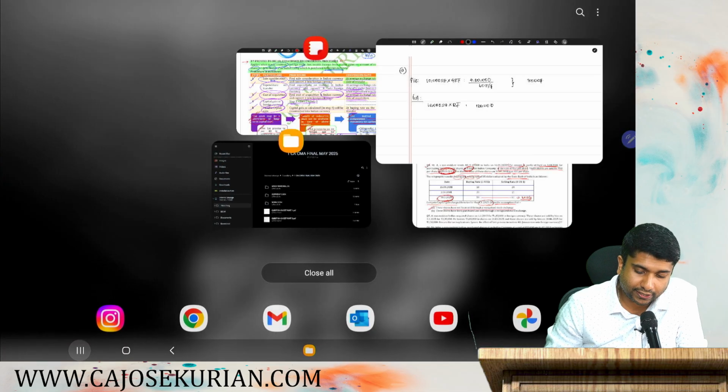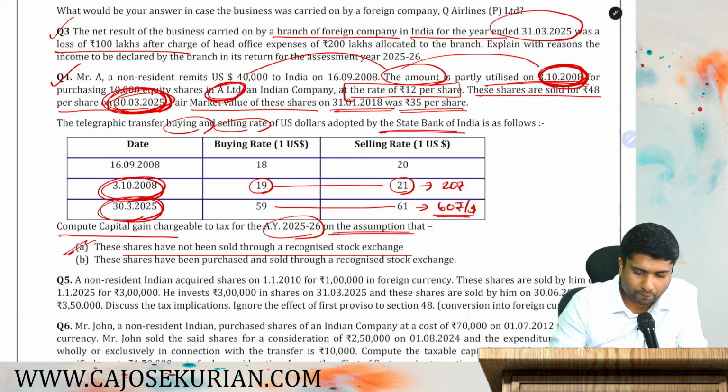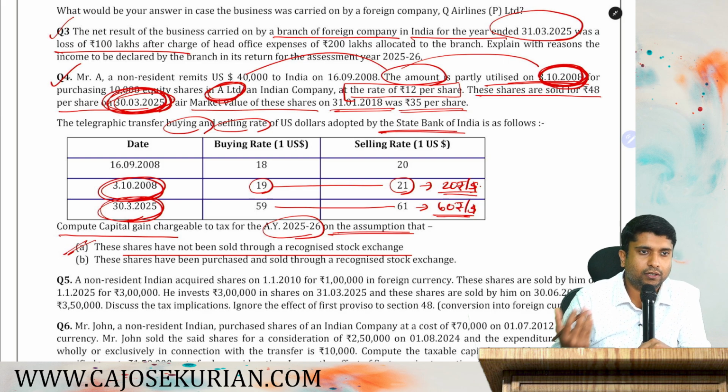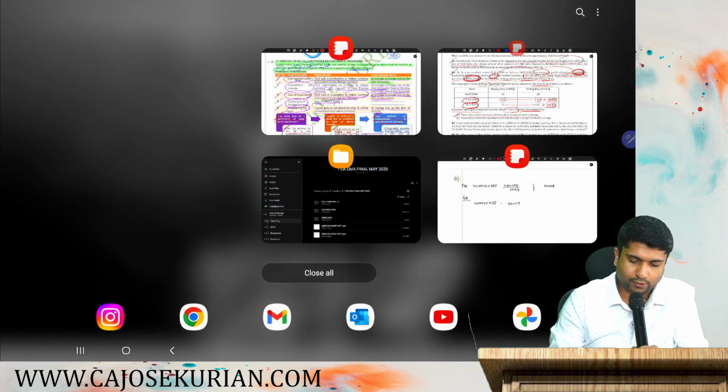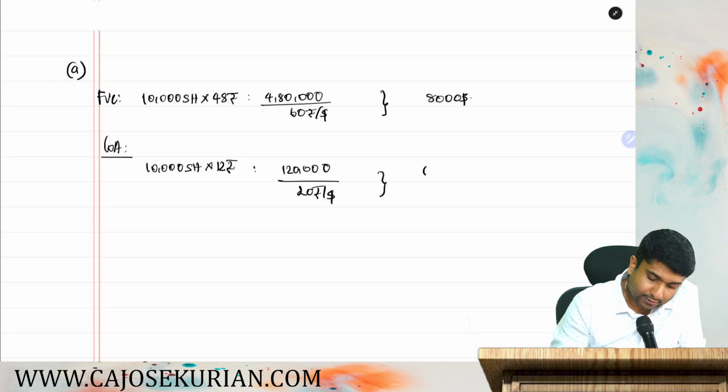That also has to be converted to foreign currency. When is the date of purchase? It is 3/10/2008 only they have purchased that particular share. On 3/10/2008, what is the TTBR and TTSR average? 19 plus 21 divided by 2 will be 20 rupee per dollar. So you can take that 20 rupee per dollar as the denominator, so that you will get $6,000 as the cost of acquisition.